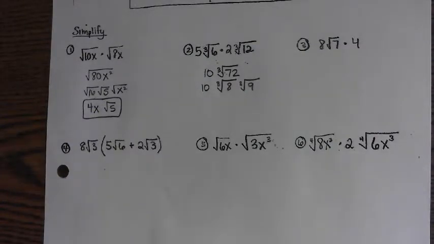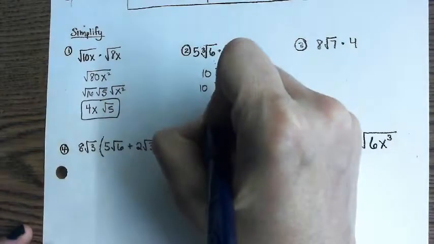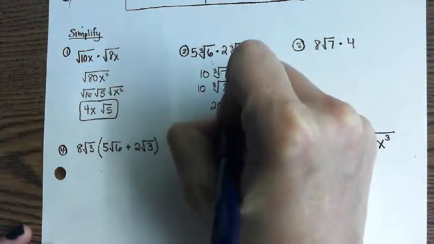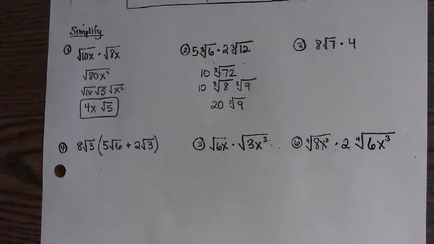So, the cubed root of 8 becomes 2. 10 times 2 is 20. Cubed root of 9. Now, Eric, do any perfect cubes go into 9 evenly? 3 is not a perfect cube.